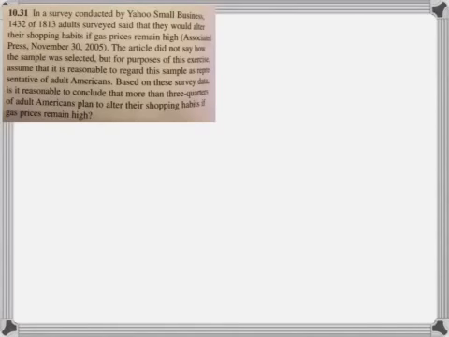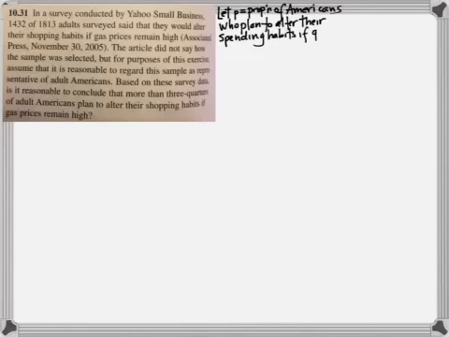Okay, so let's go through this together. First, we're going to write our hypotheses. I'm going to let P represent the proportion that we're interested in. It says here, is it reasonable to conclude that more than 3/4 of adult Americans plan to alter their shopping habits if gas prices remain high? So that's the population proportion that we're interested in. The proportion of Americans who plan to alter their spending habits if gas prices remain high. I'm just echoing the prompt.